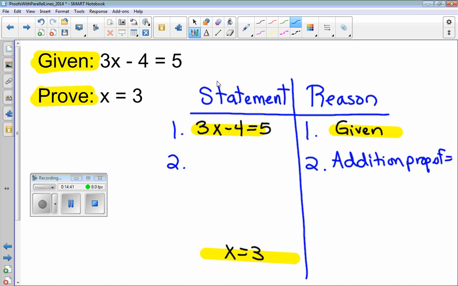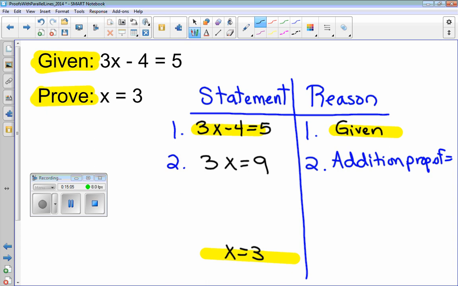That's fine. Okay? And if I were to add 4 to both sides, what would the equation now look like? 3x equals 9. Okay? So you don't have to show me plus 4. You just simply justified it with your reason that you added. Okay.